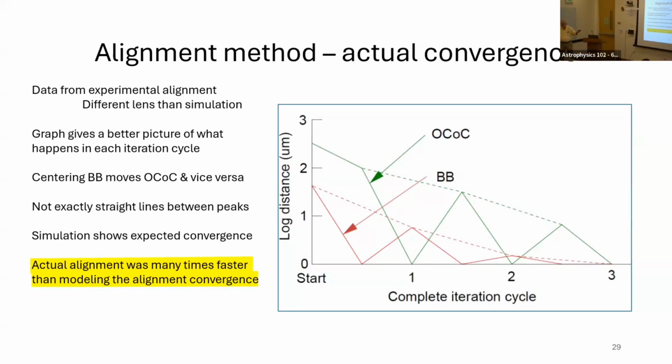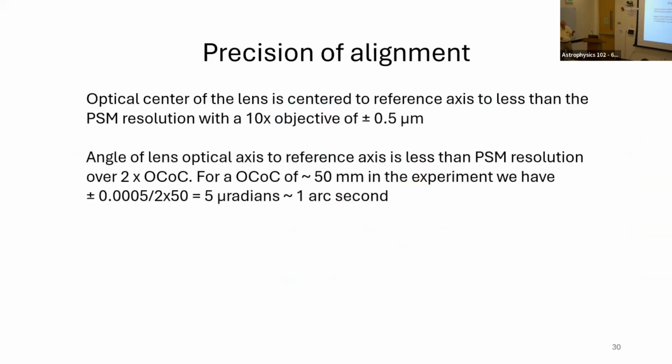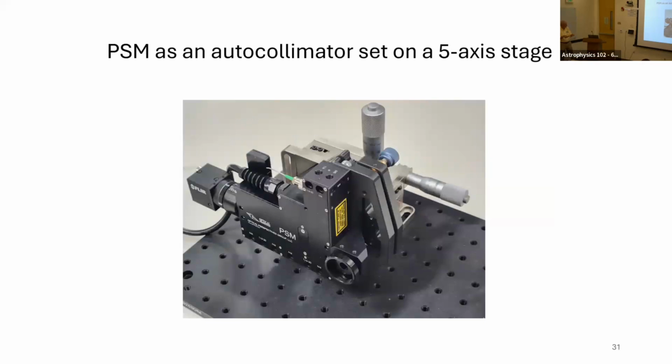It took me much longer to do the simulation than it did to actually do the alignment. Now you could say I'm not very good at simulating, but this is the sort of precision you can get with the 10x objective. As long as your optical center of curvature stays 50 millimeters away, and you can measure to the half micron, you're down to this bar type of line.